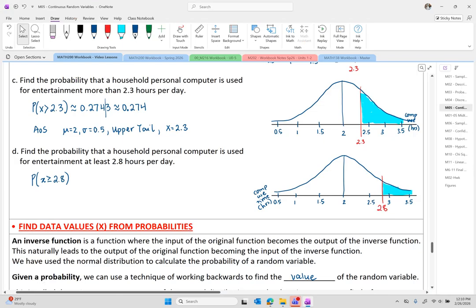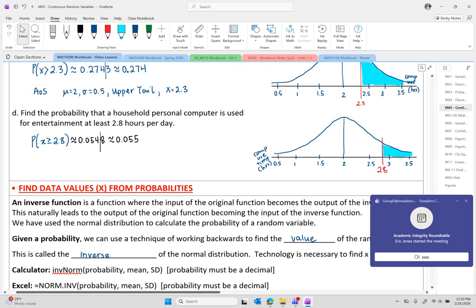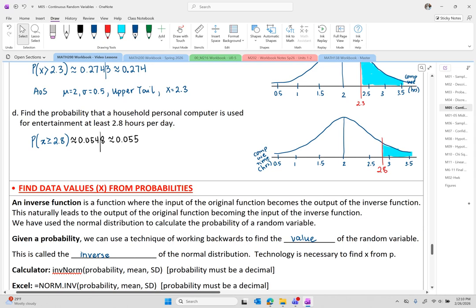As a decimal, this is approximately 0.0548. And I have to round to the nearest thousandth, so 0.055. And again, I used ArtofStat, upper tail, and x was equal to 2.8.